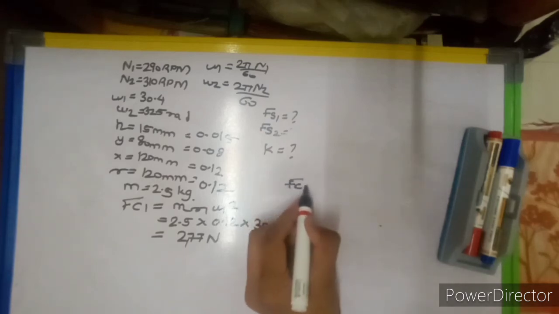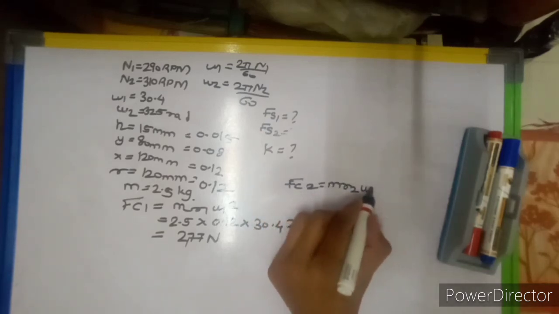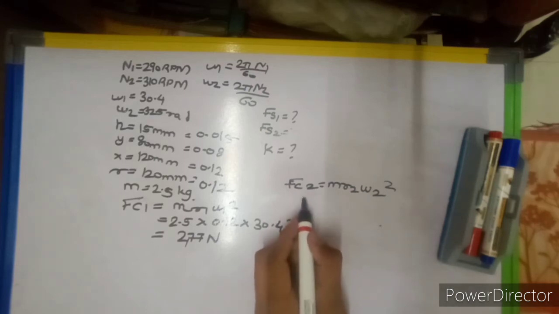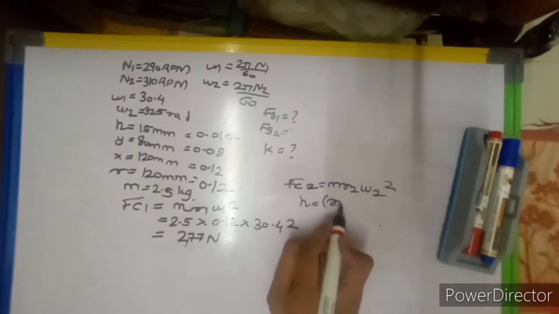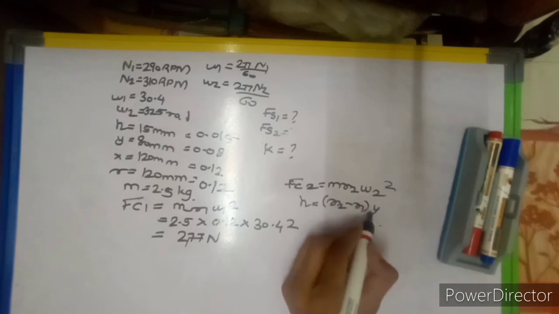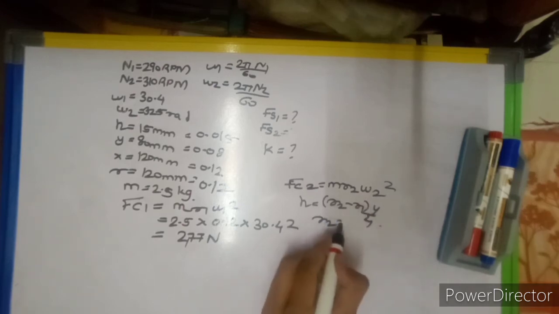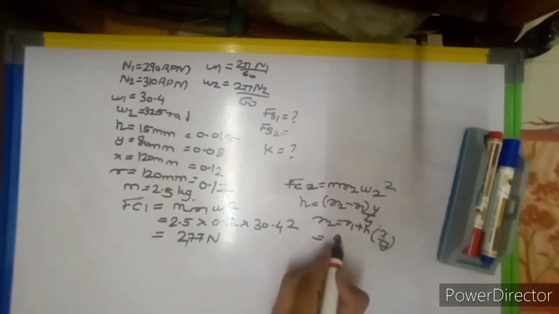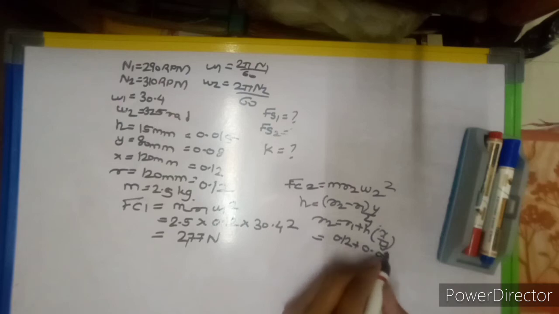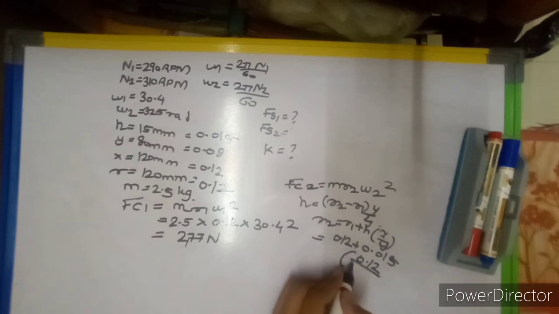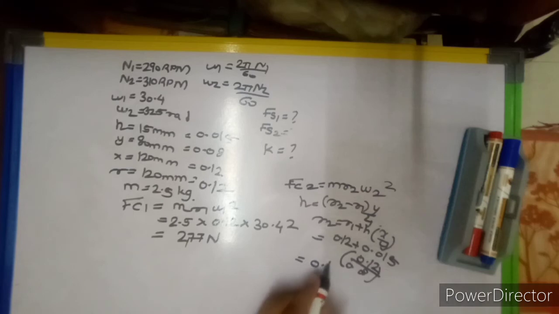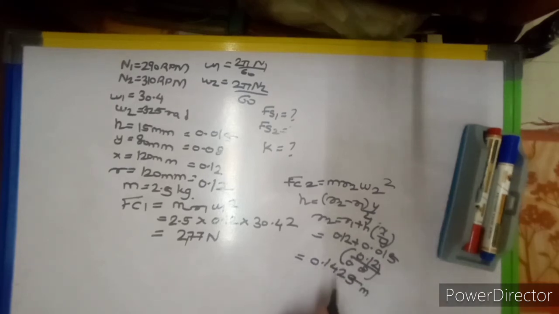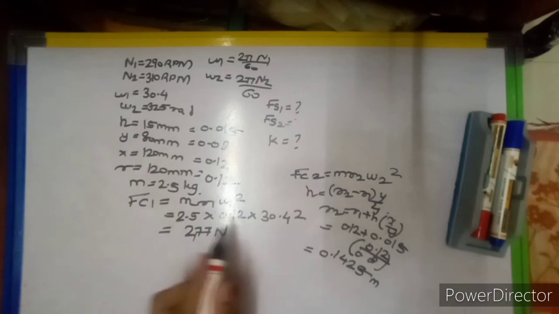And Fc2 is m r2 omega2 square. So what is r2? We know h is equal to (r2 minus r1) into y by x. So r2 is r1 plus h into x by y. What is r1? 0.12. What is h? h is the sleeve lift. What is x? x is the ball arm. What is y? y is the sleeve arm. And the value of r2 is 0.1425 meter.